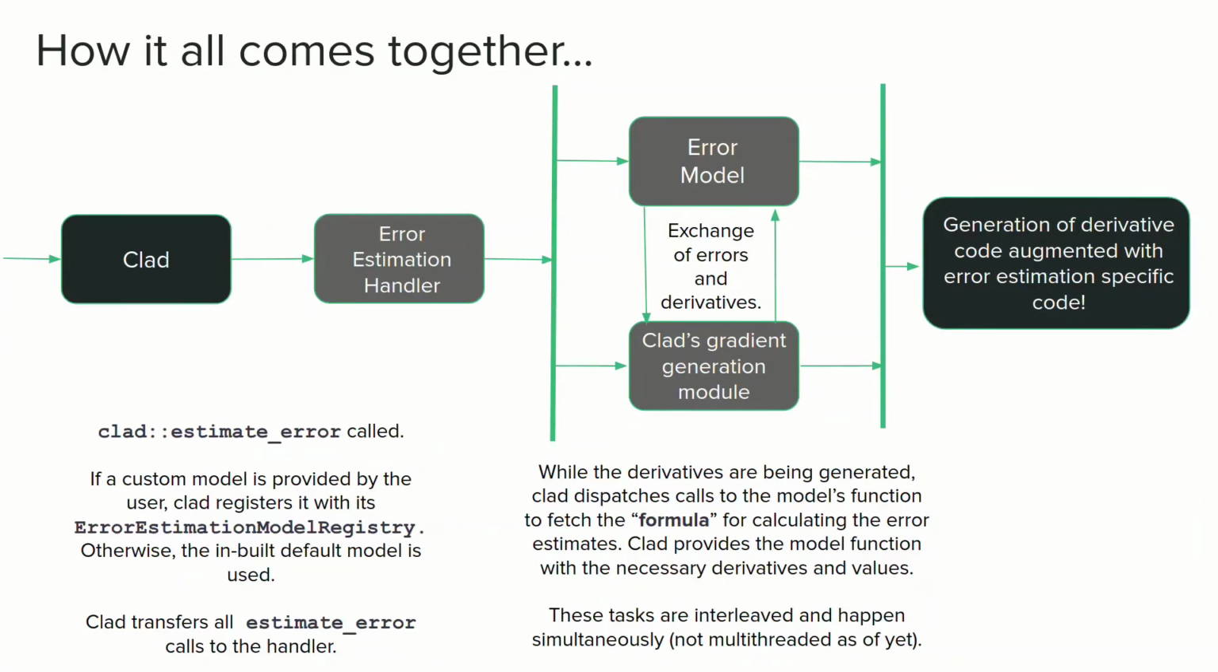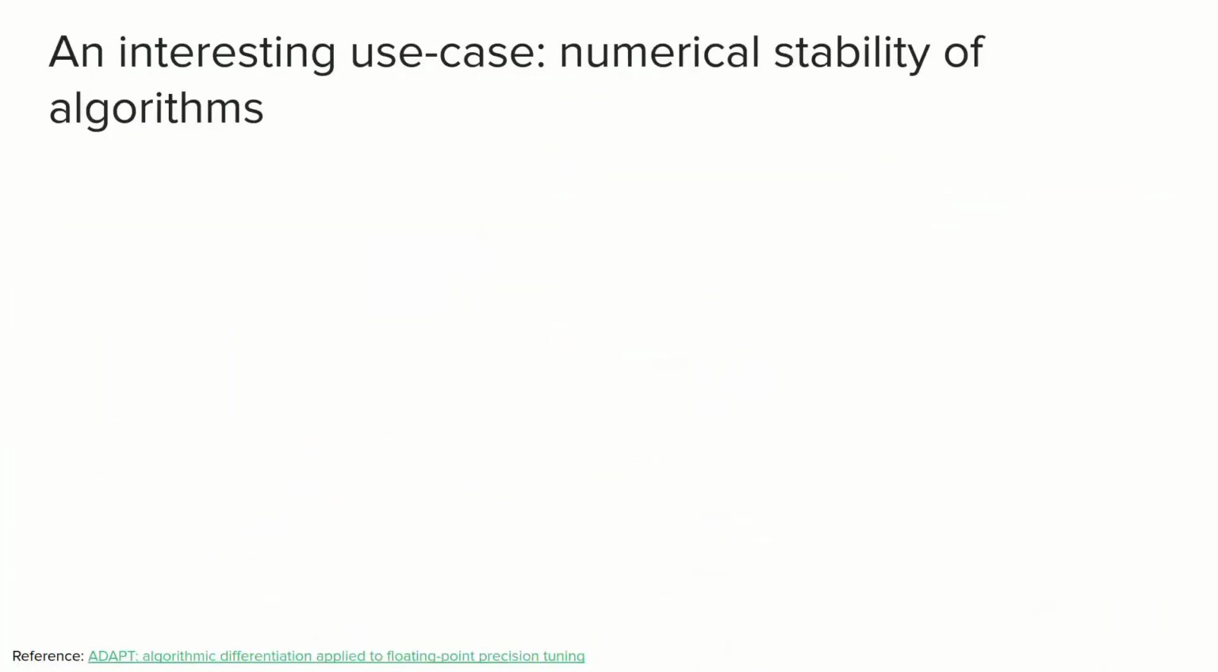finally, once all of this is done, once the gradient of the whole function is evaluated, we get our final result, which we saw before on the right-hand side, which was the gradient function augmented with error estimation code. So this is the basic internal sequence of events that take place when estimate error is called on a function, and yeah, that's the basic overview.